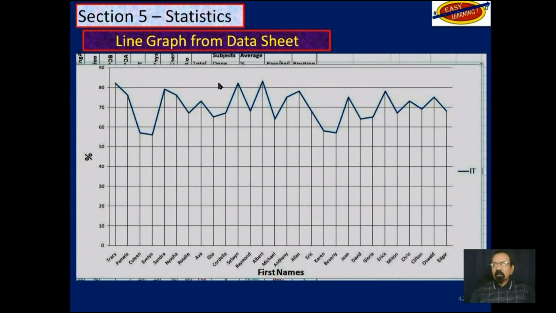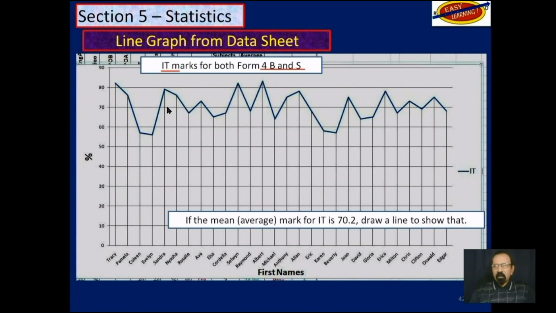If we compare that with what happens with the IT marks for both Form 4 Business and Science, you will notice now that if we put in the mean, which is 70.2, which is that line there, the scores don't vary quite a lot, higher or lower, from that mean. They are bunched closer together. Therefore, the standard deviation of this will be much less than the one for math.